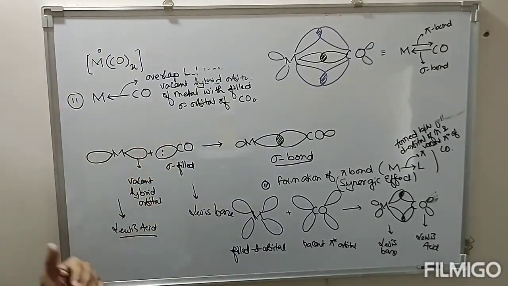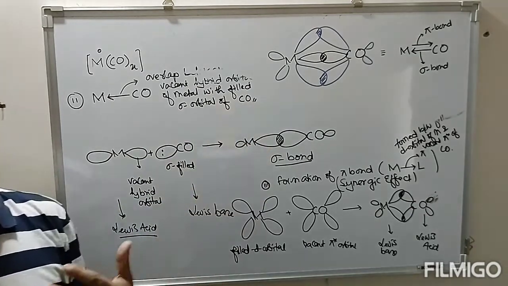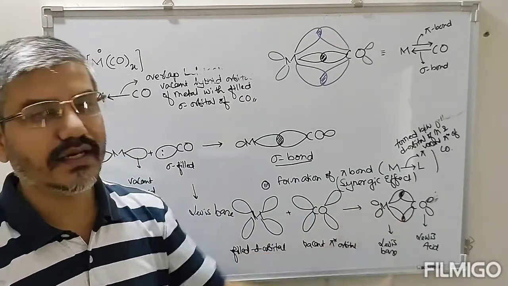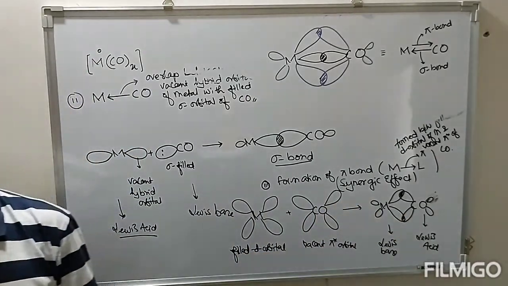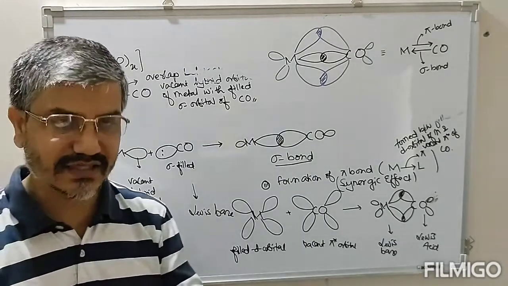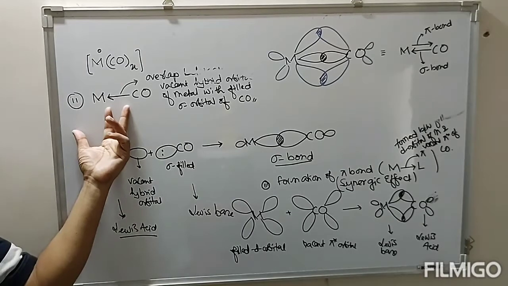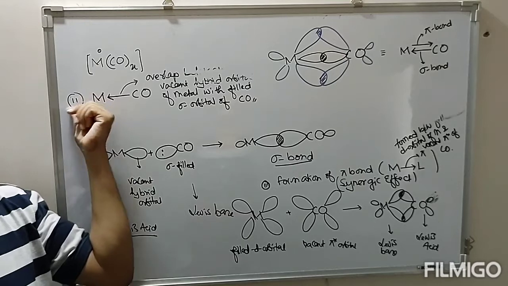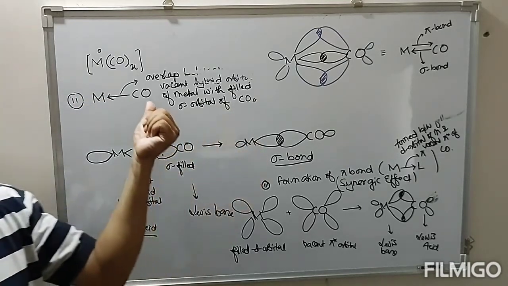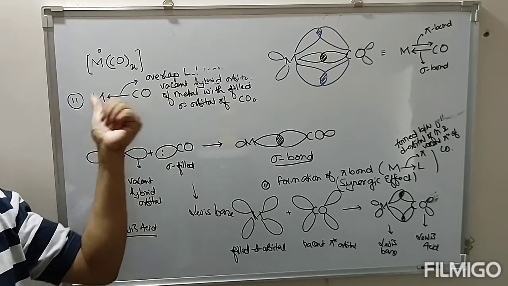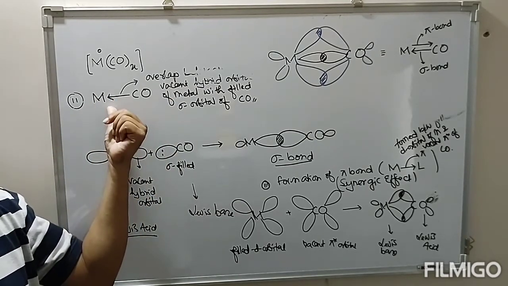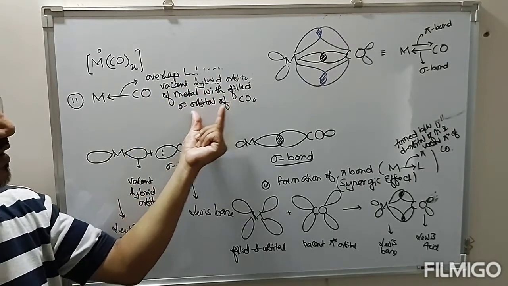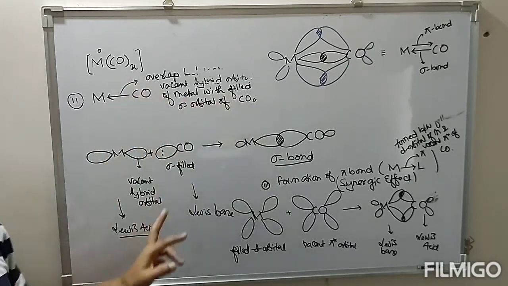So the points that we have to keep in mind while discussing the bonding between metal and carbon in metal carbonyl are these. First, both metal and carbon monoxide act as an acid as well as a base. In the formation of the sigma bond, the ligand is transferring electron density to the vacant hybrid orbital of the central metal. So the ligand is acting as a base, the metal is acting as an acid. This sigma bond is formed by overlap between the vacant hybrid orbital of the metal and the filled sigma orbital of carbon monoxide.